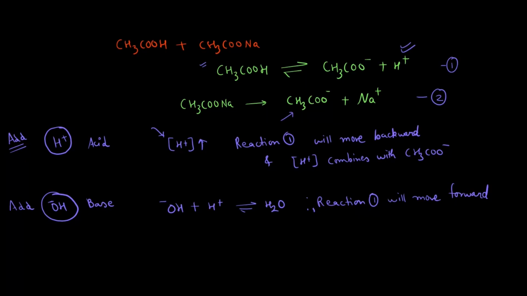But if we add a large amount of OH negative ions to the solution, then all the acetic acid will be dissociated and there will be no more acetic acid left in the buffer, and after that the pH will increase. So this is fundamentally how a buffer works.